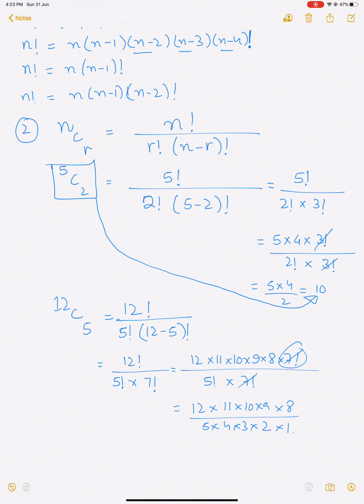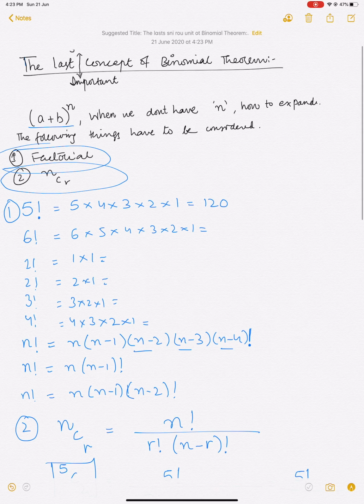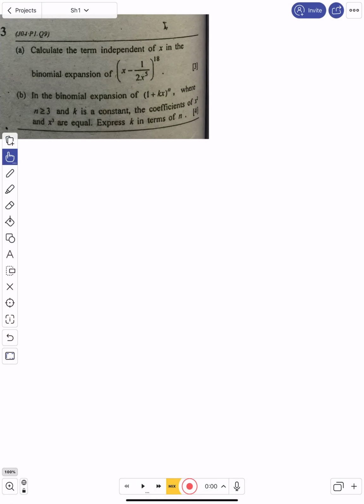So hence, the last important concept comprises these two things: one is factorial and the other is nCr. Now let's apply these things to a particular question of a past paper. Question number 3 part B says that in the binomial expansion of (1 + kx)^n, it is telling us to expand this bracket, and after you expand it, go on to read the next part after the comma. But the part before the comma, you have to binomially expand.